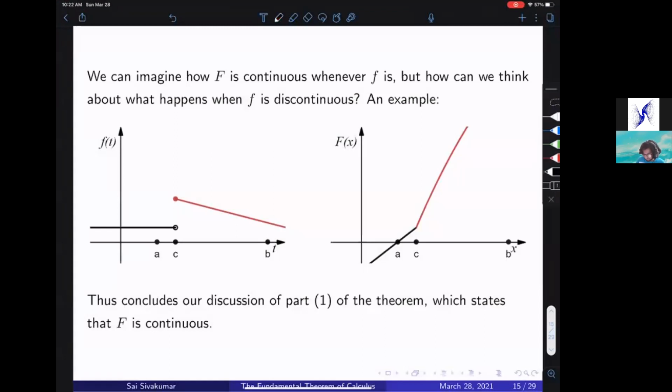Sorry about that. Yeah, so this is the discontinuous case, but here at least this discontinuity is okay. This is still a Riemann integrable function.